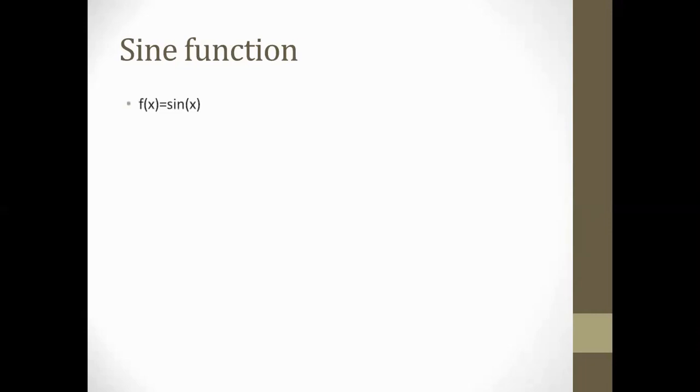So we can represent sine function like f of x equals sine of x, same as y equals sine of x, because in some books they represent this second notation. Of course, in the end it's the same. It's just a notation, a way to represent practically the same thing.